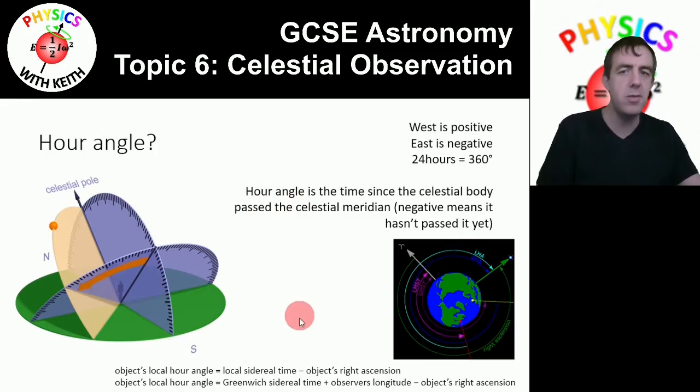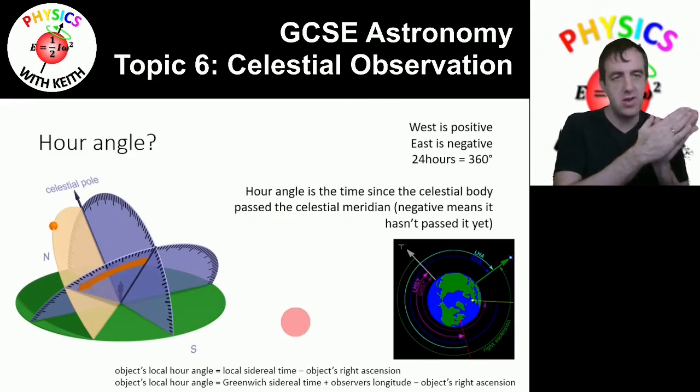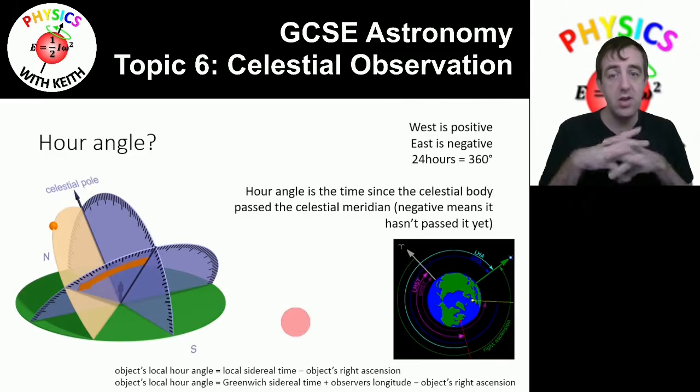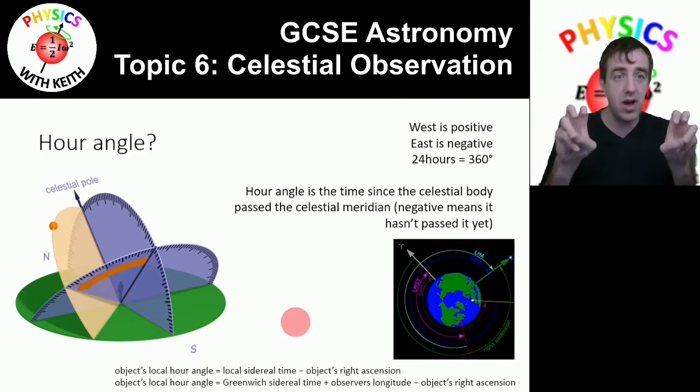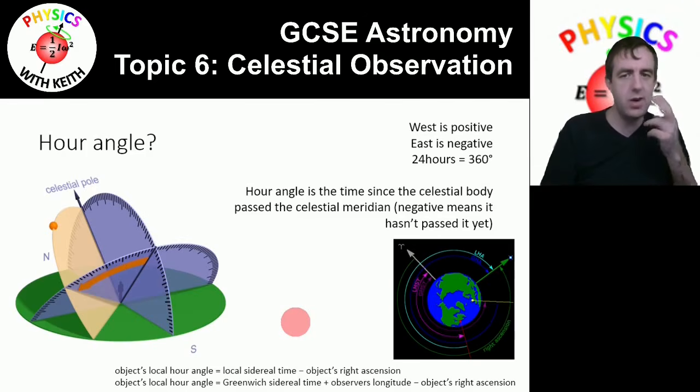So a nice way to think about it is the hour angle is the time since the body passed the meridian. So if it's negative, the time since it passed is negative because it hasn't actually passed it yet. So that's quite a helpful way of thinking about it.